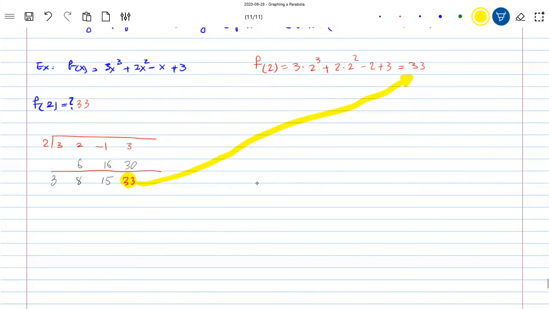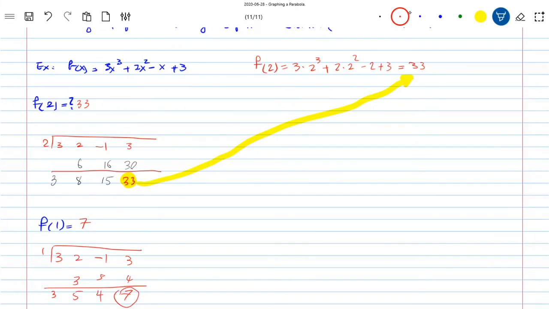You can try calculating another number. Maybe a faster one would be to calculate f of 1. You can calculate through the polynomial just to double check, but I'm going to go through the synthetic division. So 1, and the coefficients are 3, 2, negative 1, 3. Drag down the 3. 3 times 1 is 3. Add them up, 5. 5 times 1 is 5. Add them up, you will get 4. 4 times 1 is 4. Add them up, 7.